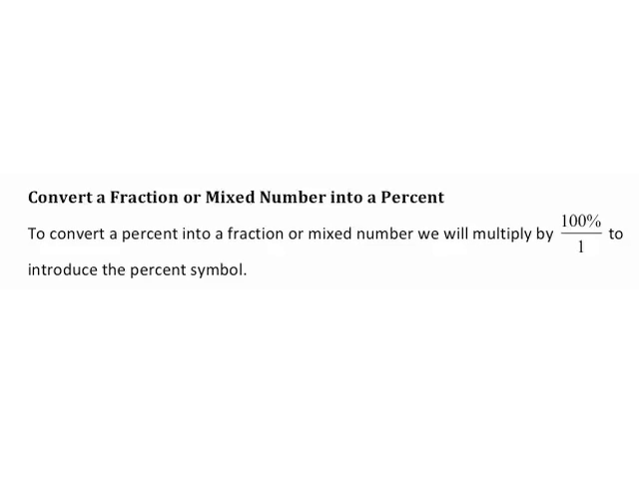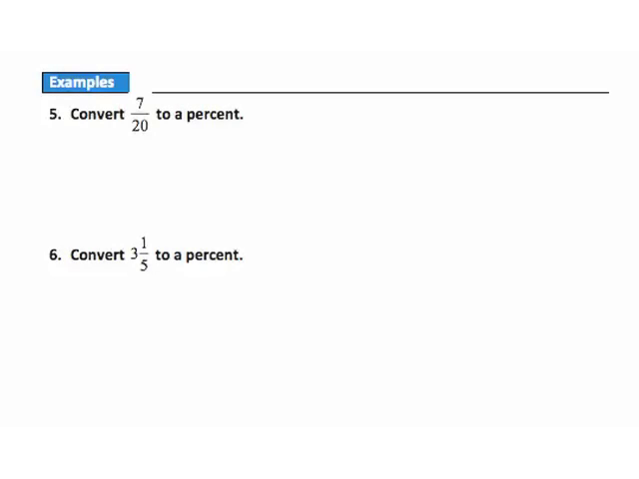Convert a fraction or mixed number into a percent. To convert a percent into a fraction or mixed number, we will multiply by the fraction 100% over 1 to introduce the percent symbol. Now let's take a look at some examples that will help you understand how to convert a fraction or mixed number into a percent.